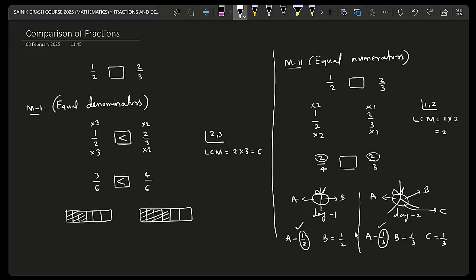If denominators are equal, in method number 1, everything is as it is. More numerator, more value, less numerator, less value. But if you are doing method 2, equal numerators, whenever equal numerators are there, we are going to compare denominators. More denominator, less value, less denominator, more value. Now here, 2 by 4 and 2 by 3 I want to compare. Here the numerators are already equal. I want to compare the denominators now. So what are the denominators here? 4 and 3. So let me erase this example.